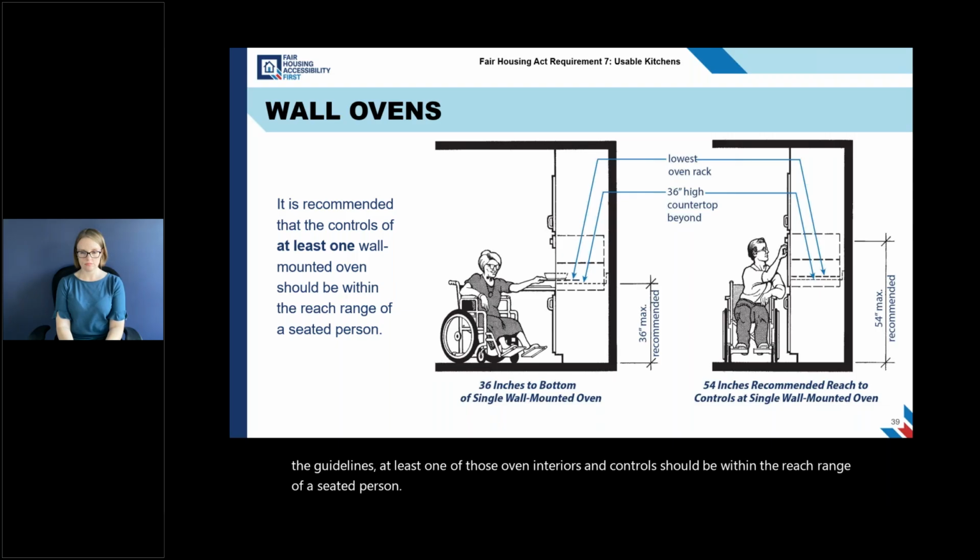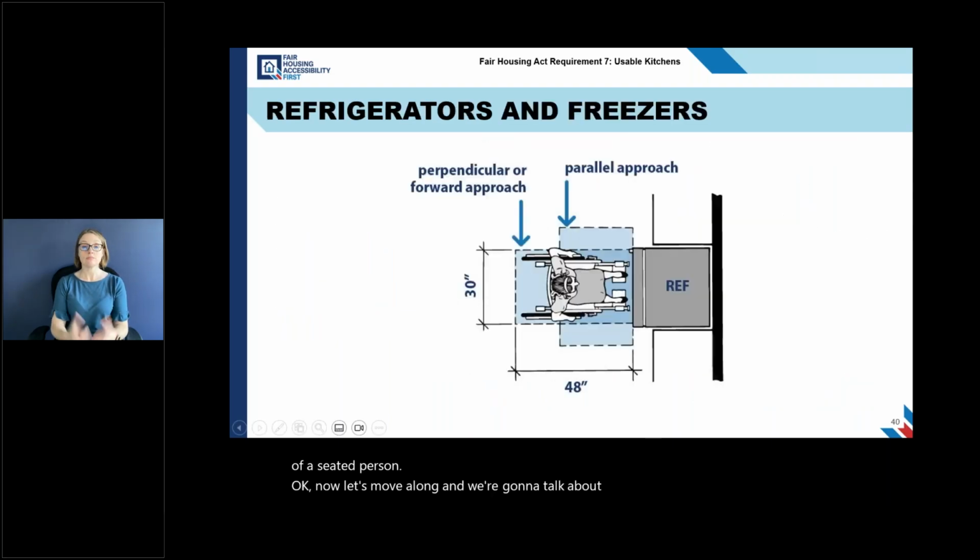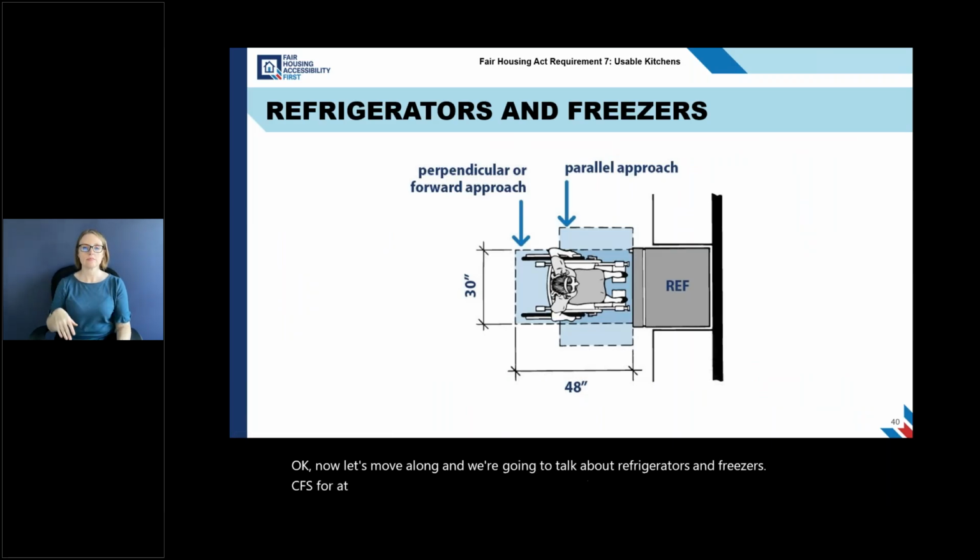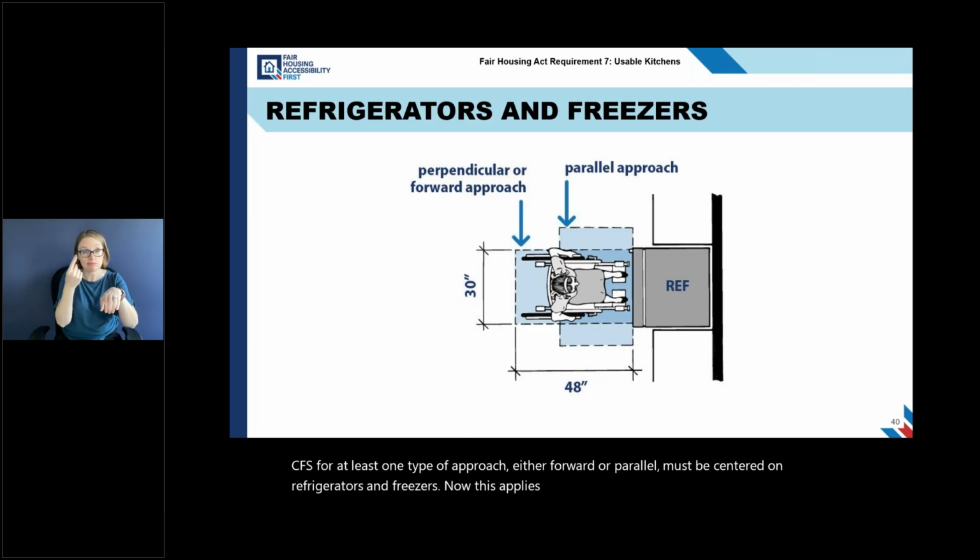Okay, now let's move along, and we're going to talk about refrigerators and freezers. CFS for at least one type of approach, either forward or parallel, must be centered on refrigerators and freezers. Now, this applies to side-by-side models and over-under models.